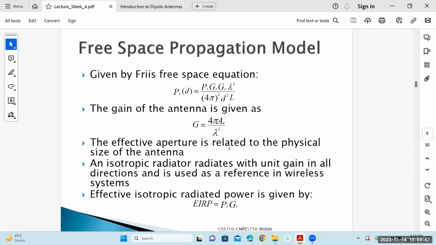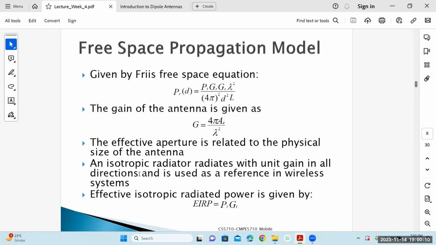The effective aperture is related to the physical size of the antenna. You can say that this AE basically means the size of the antenna. For now, you can say that this means the size of the antenna, right? So the effective aperture is related to the physical size of the antenna. This is known as the gain of the antenna. An isotropic radiator radiates with unit gain in all directions.